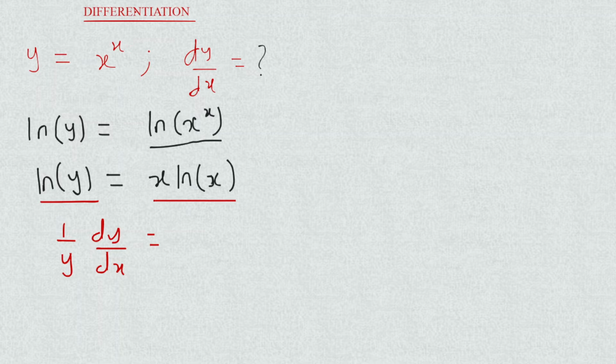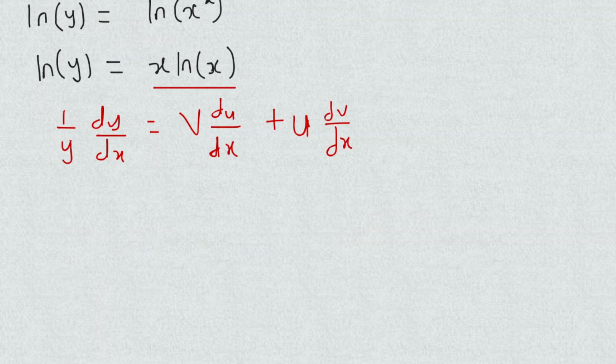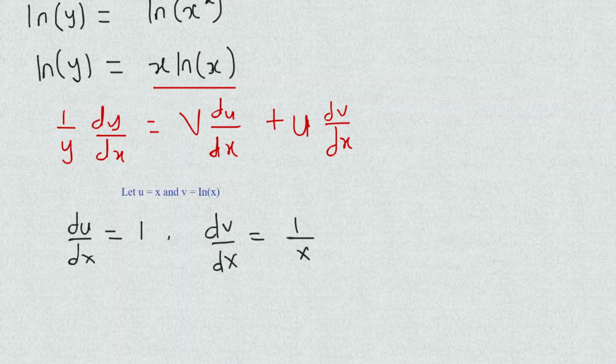To differentiate this, I'm going to use the product rule, which says v du/dx plus u dv/dx. So I'm going to let x be either u or v. I'll use u for x and v for ln x. So let u equal x and v equal ln x.